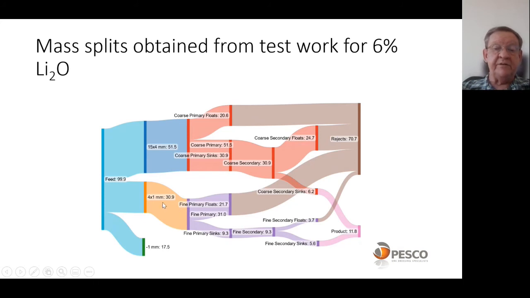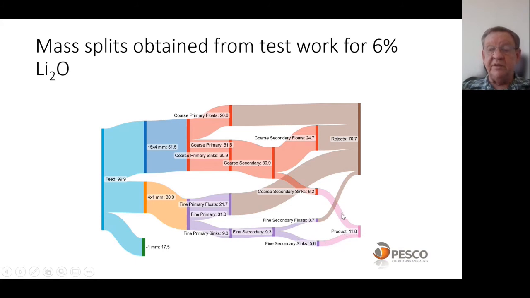If we look at the fines, the 4 by 1, that 30 units goes to the fine primary floats. Our fine primary dense medium separation, we have the fine primary floats, which is 21.7, that reports up to rejects. The fine primary sinks goes to the fine secondary sinks. Fine secondary sink floats report to reject, and the fine secondary sinks becomes product.